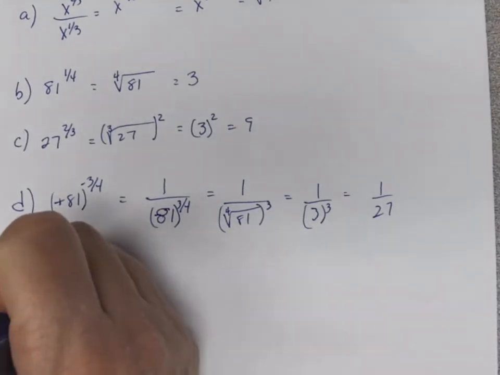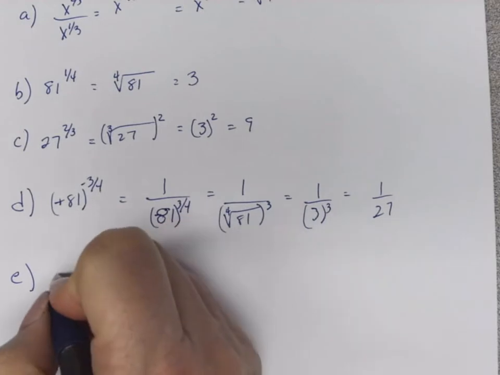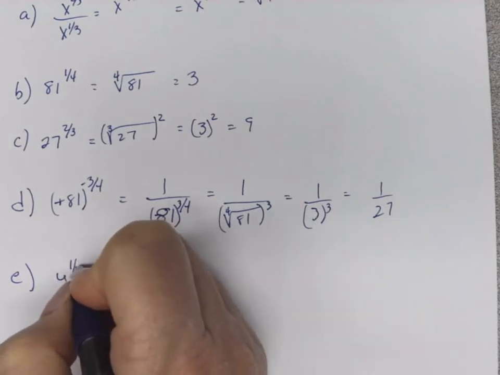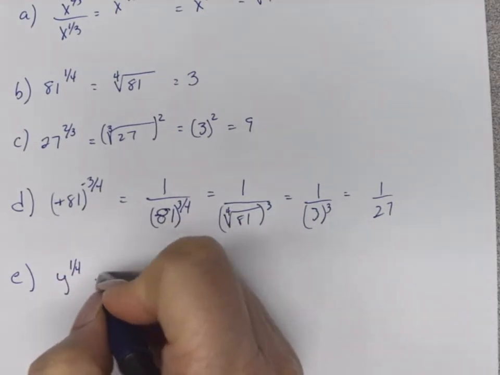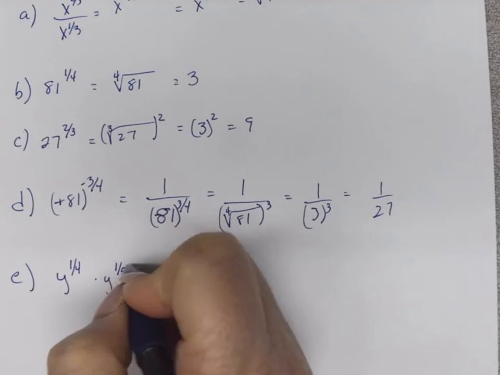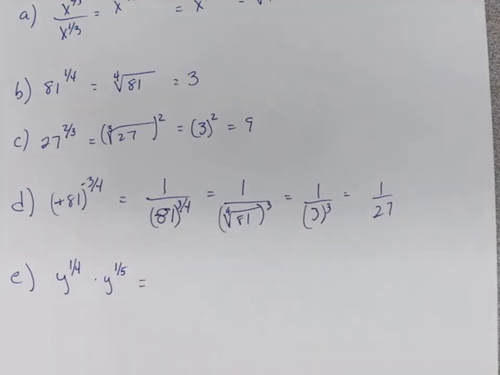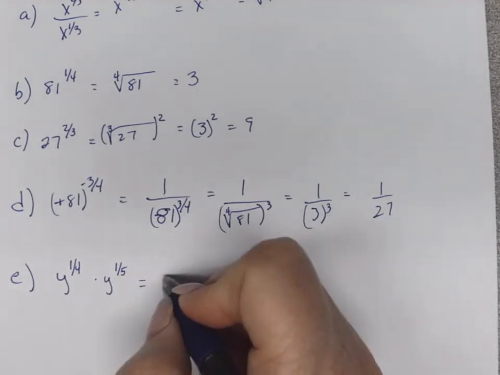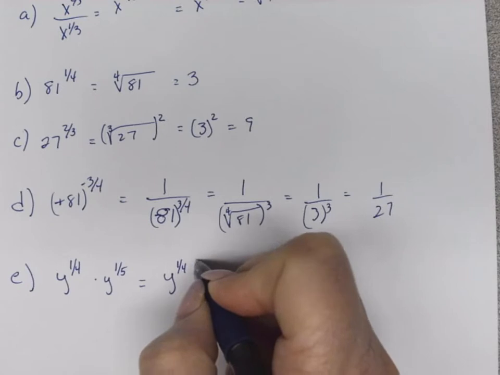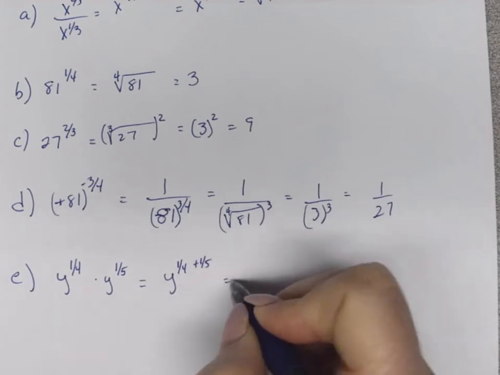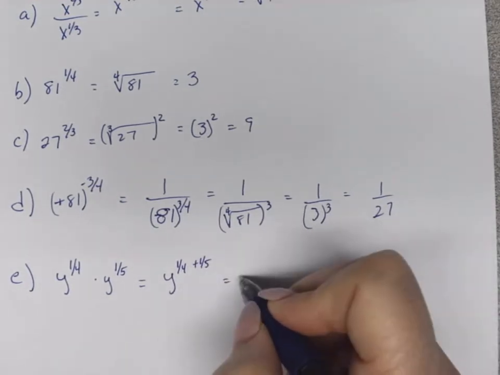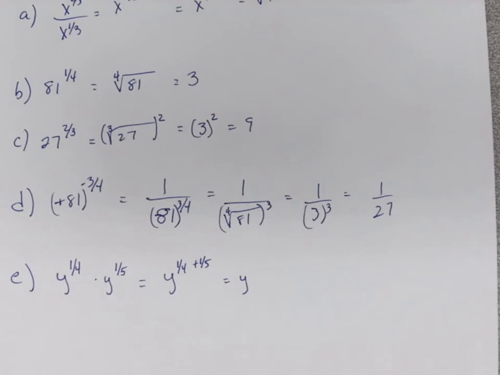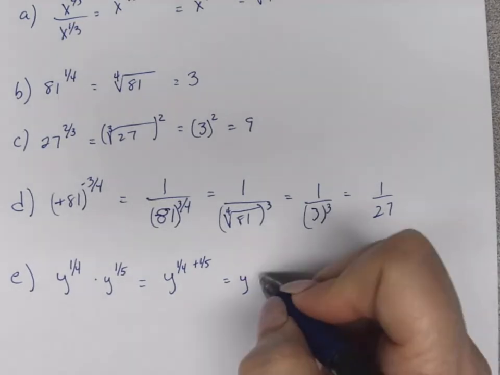All right, last one of this type, we are looking at multiplication. So y to the 1/4 times y to the 1/5. So we're going to need to add those. That's what happens with our exponents when we multiply. So y to the 1/4 plus 1/5. We have to now get a common denominator. So 4 and 5, the common denominator would be 20.